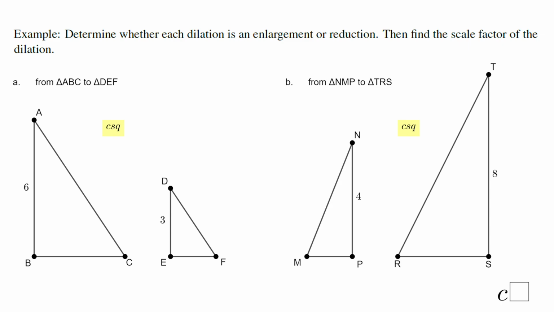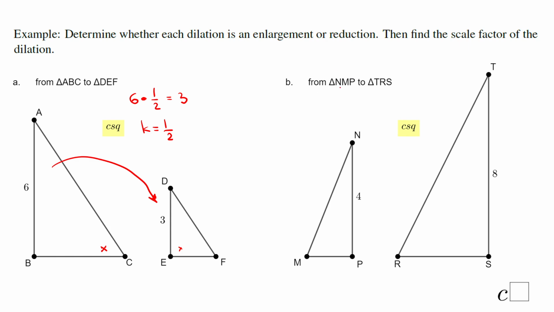And let's take a look at this first example where we have to determine whether each dilation is an enlargement or a reduction. If you take a look here, it says from A, B, C to D, E, F. So if you notice, we go from a large one to a small one. And the question is 6 times what will be 3, and that will be 1/2. So that is the scale factor. So we have a reduction here, and the scale factor is 1/2.